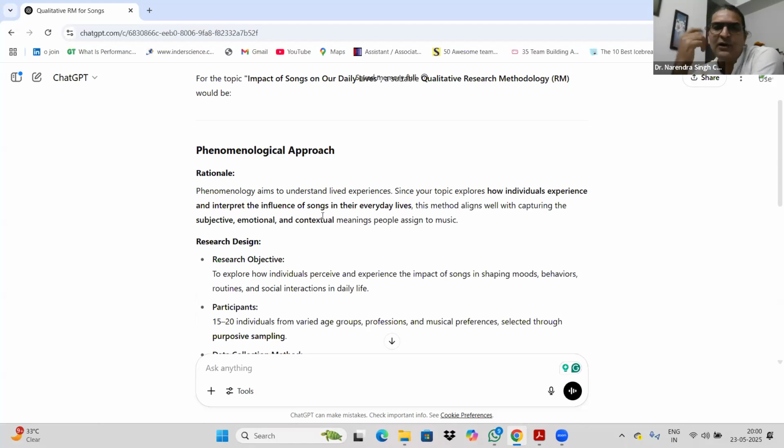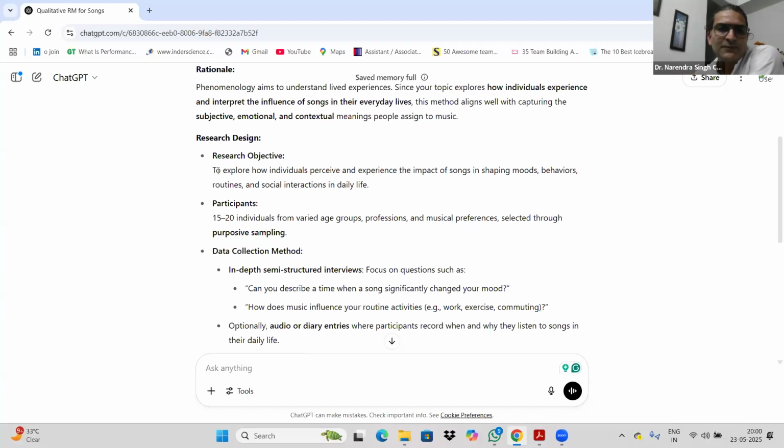It is suggesting a phenomenological approach because somewhere they want to understand the individual experience and interpret the influence of songs on their everyday lives, right? And they want to capture the subjective, emotional, contextual. Now, the research design, what they are saying is to explore how individuals perceive and experience the impact of songs in shaping moods, behavior, routines, and social interactions in daily life.